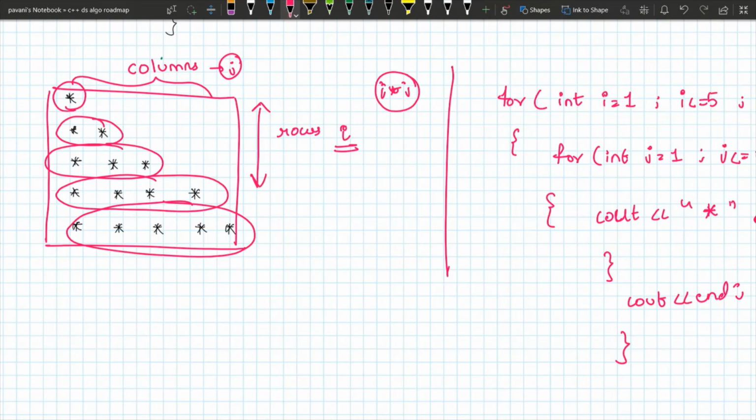Why am I talking about iterations? Because for every iteration a star is printed, right? For two iterations, two stars are printed. Like that, if in the first iteration I equal to 1, the number of iterations possible for j will be 1. That means it prints 1 star, right?